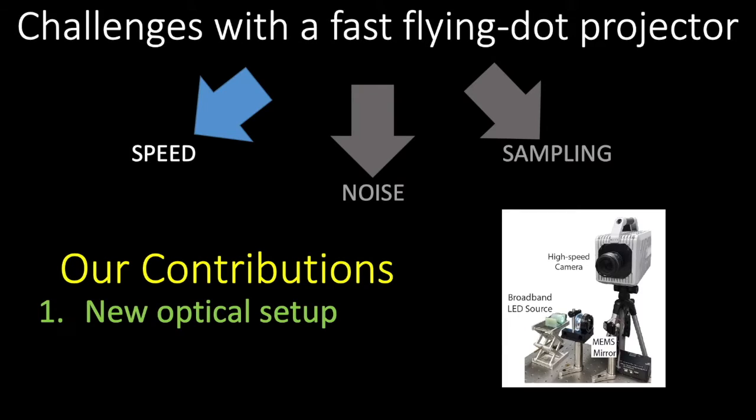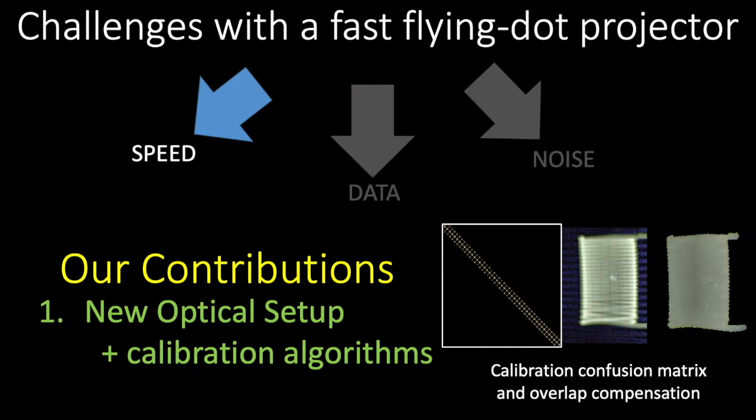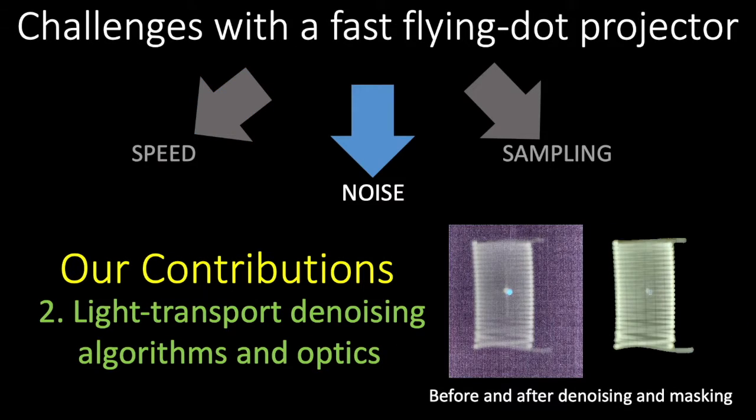Our first contribution is the unique combination of a high-speed camera and MEMS mirror to recover the flying dot. This also required a host of calibration algorithms detailed in the paper, such as overlap compensation using a confusion matrix, allowing the removal of radiometric effects. Our second contribution is a suite of post-processing steps, the most important of which is the denoising algorithm that overcomes the issues of low light in our setup. Here we show the raw data floodlit from the setup compared with the output of our post-processing.